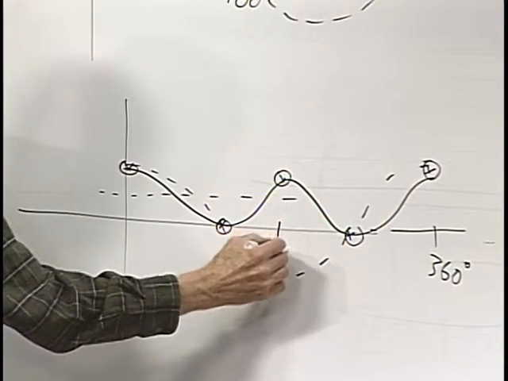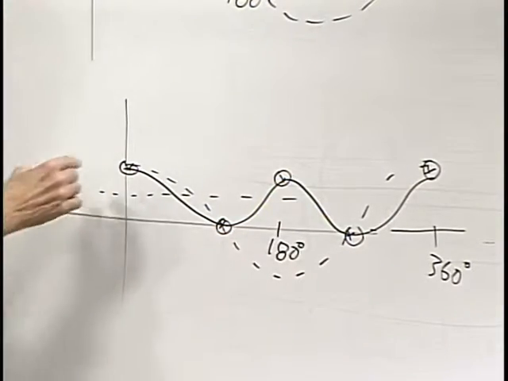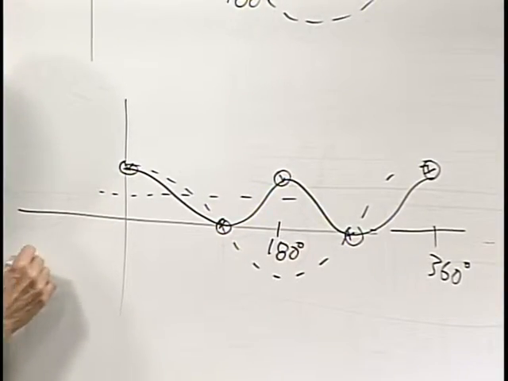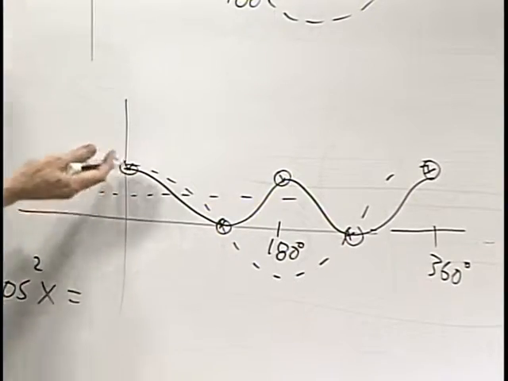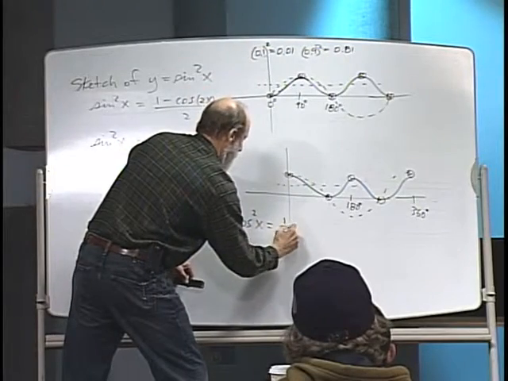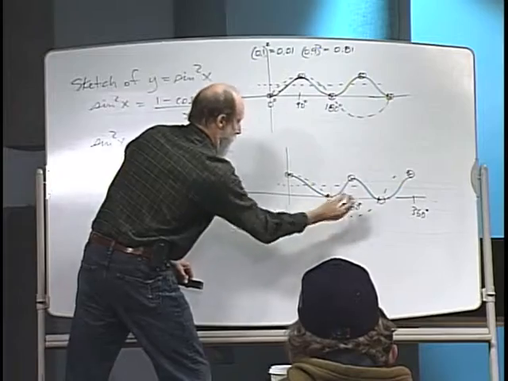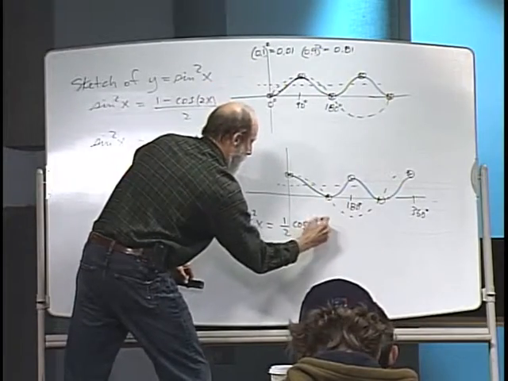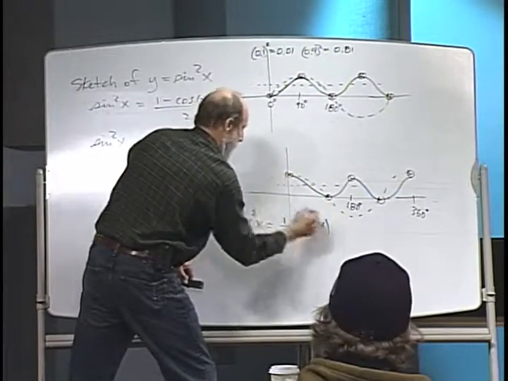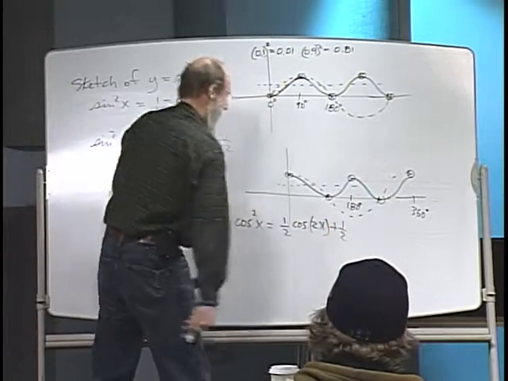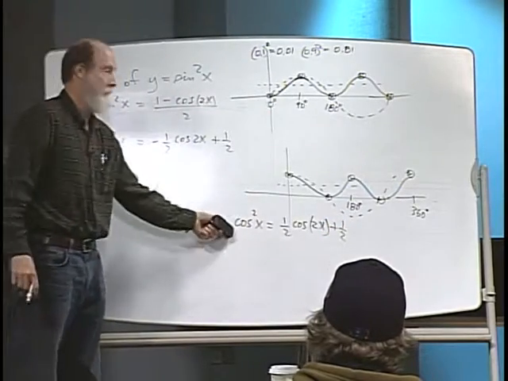Period, 180 degrees. So the graph of cosine squared x is equal to a normal cosine graph, but its amplitude is a half. The period is now half of what it was, so that's a 2x, and then it's lifted up by a half. There's the formula.